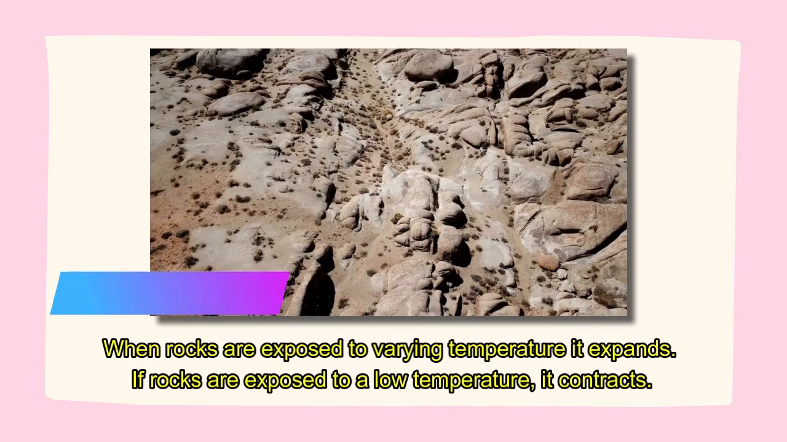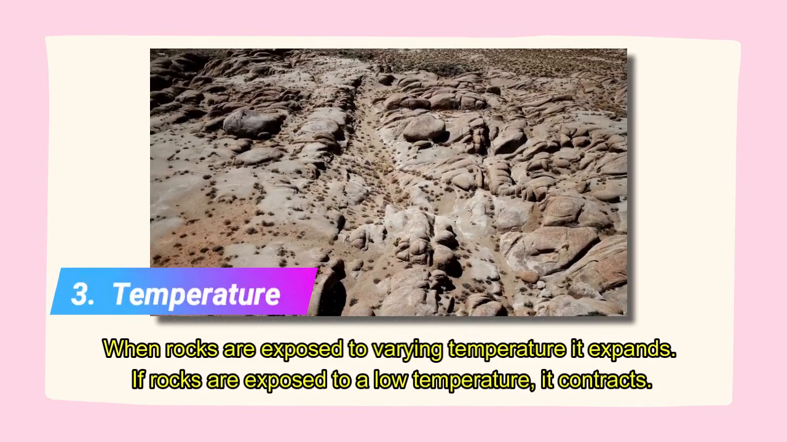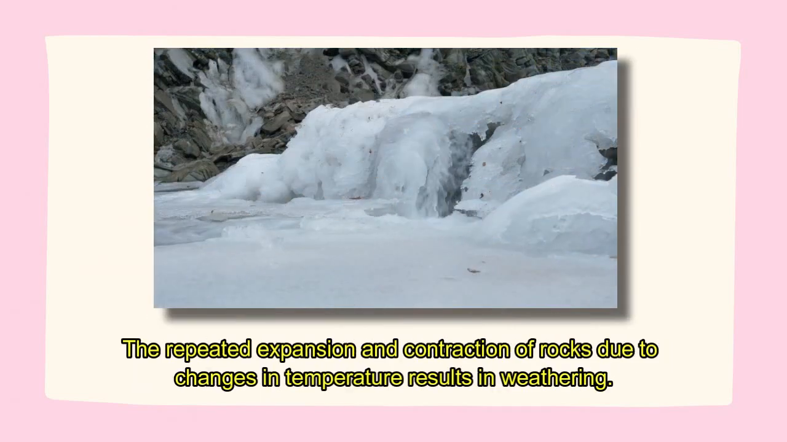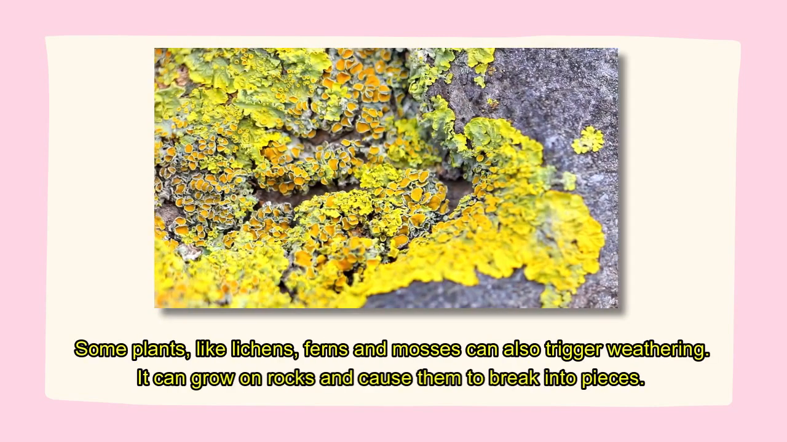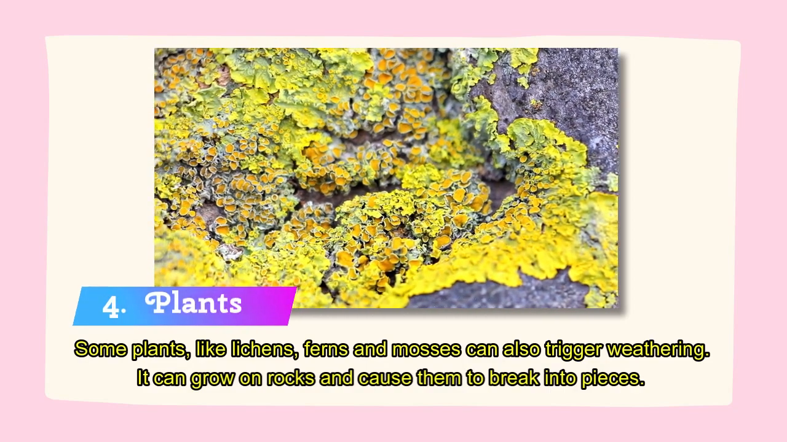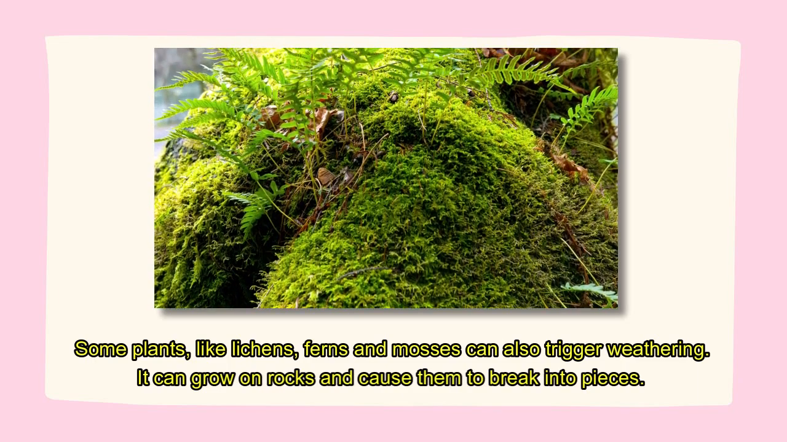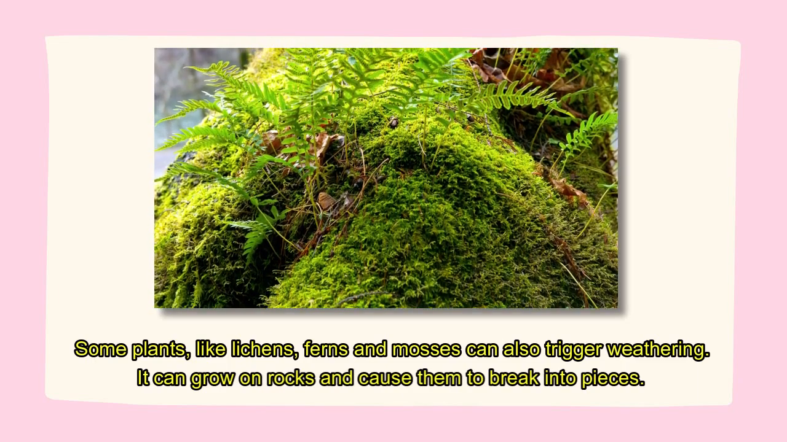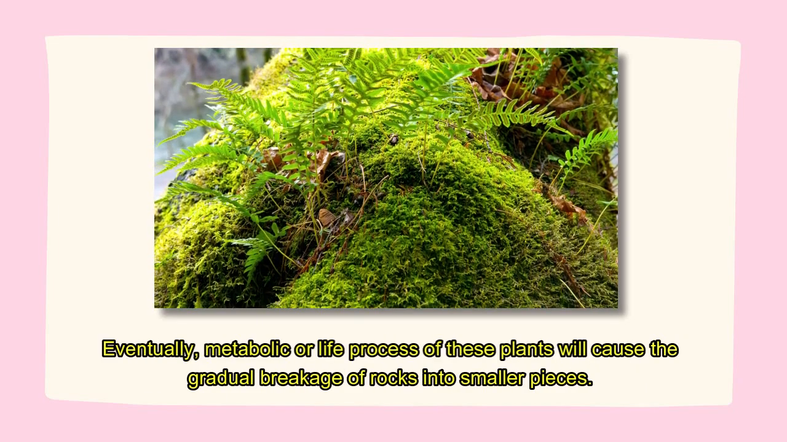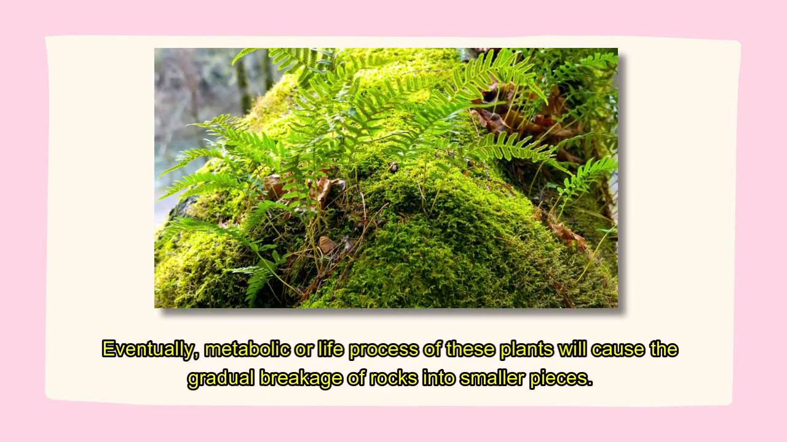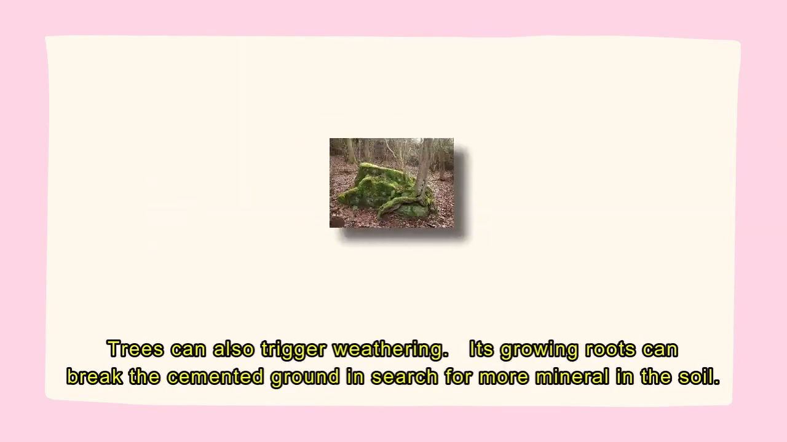When rocks are exposed to varying temperature, it expands. If rocks are exposed to a low temperature, it contracts. The repeated expansion and contraction of rocks due to changes in temperature results in weathering. Some plants like lichens, ferns, and mosses can also trigger weathering. They can grow on rocks and cause them to break into pieces. Eventually, metabolic or life process of these plants will cause the gradual breakage of rocks into smaller pieces.